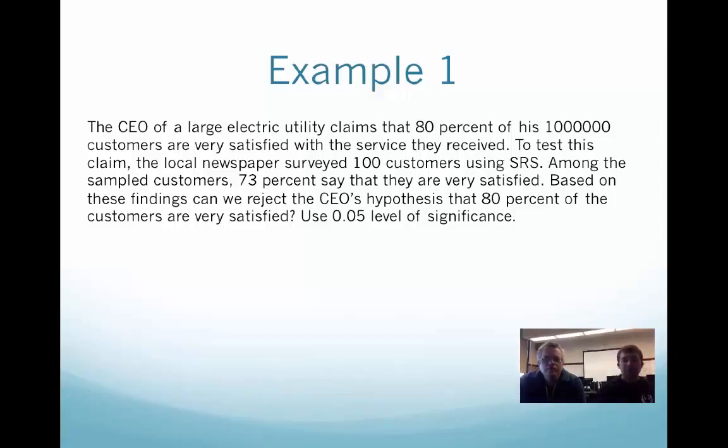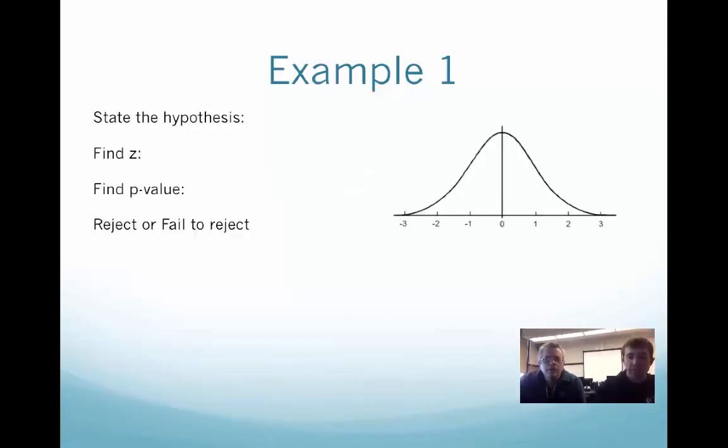So here's everything we need to find. We're getting better at this. We're just asking for the basic steps. State the hypotheses: H naught and HA. Our original claim is that the proportion is equal to 80%. Our alternative is that the newspaper found it was lower than that, so we think it's actually lower than 80%. It's a one-tailed test.